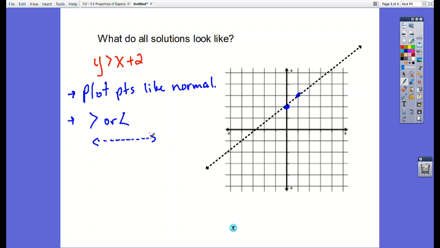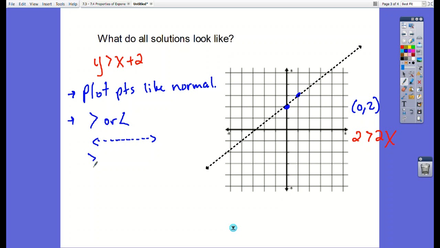Before we add anything else, let's do a really quick check to make sure that what I just said is true. So this is the point, that ordered pair is 0, 2. Let's plug that into the inequality and see what happens. You get 2 for y, you get 0 for x, so you get 2 is greater than 2. Is that true? No. That means every ordered pair on the line is not a solution, so it's dashed, right? The dashed line tells us it doesn't work.